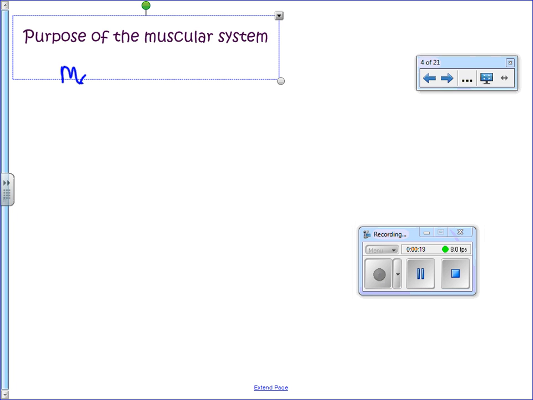So, movement of all types. And as we mentioned, this type of movement is going to be everything. Everything from your heart beating to breathing to the more common moving your muscles and bones and walking around. So, movement of all types. Is there anything else the muscular system is doing for us?